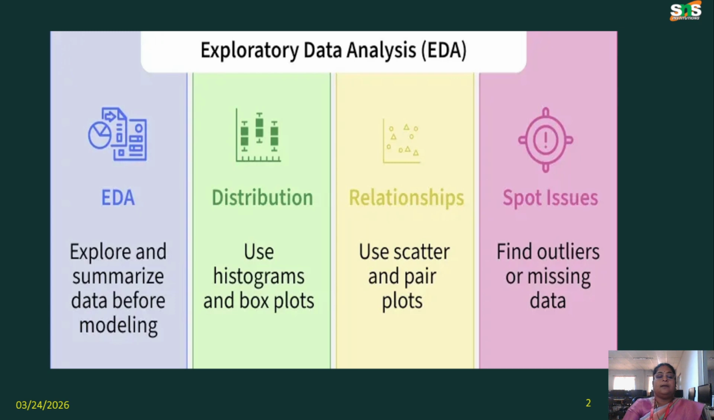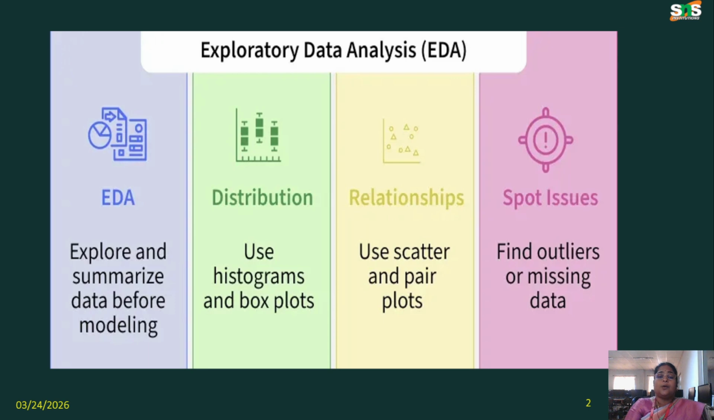So, let's have a picture. What is this EDA? It explores and summarizes the data before the stage of modeling. Next step, it does the distribution, which means it uses histograms and box plots. The third step is the relationship. It explains the relationship between one data and the other one, using scatter and pair plots. And the last step, it finds out the spot issues, that is, it finds the outliers or the missing data.